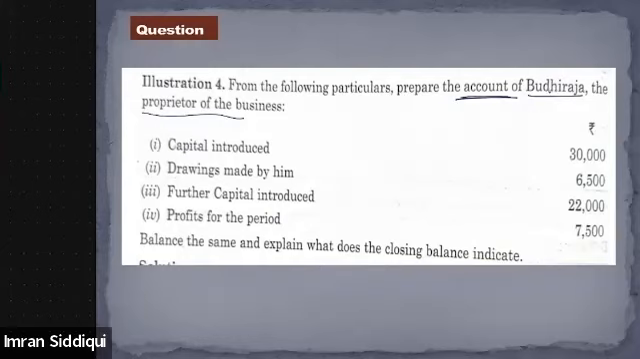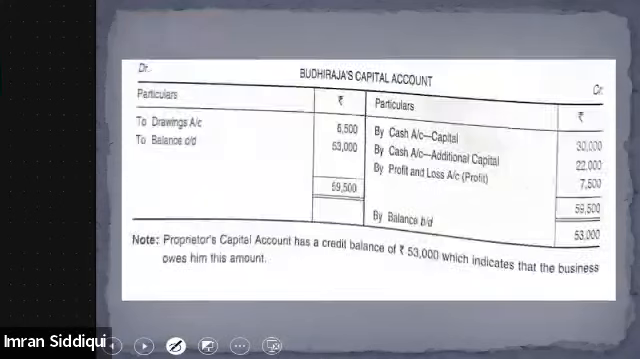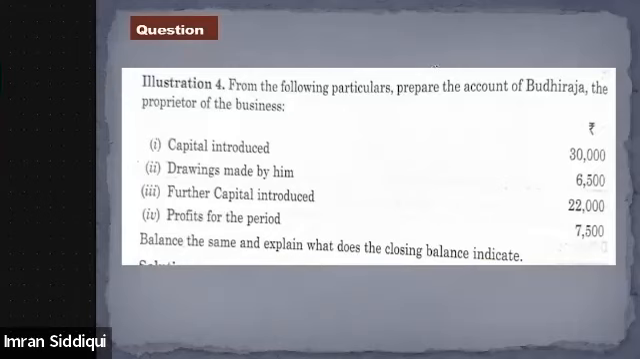Whenever you need to prepare the proprietor's account, it means that we need to prepare the capital account. We need to prepare what? Which account? Whenever the question says you need to prepare the proprietor's account, it basically means that we need to prepare the capital account. All right, I hope this point is clear. And in order to prepare the capital account, you must remember the rules of debit and credit regarding the capital account. Do you know the rules? What are the rules regarding the capital account?